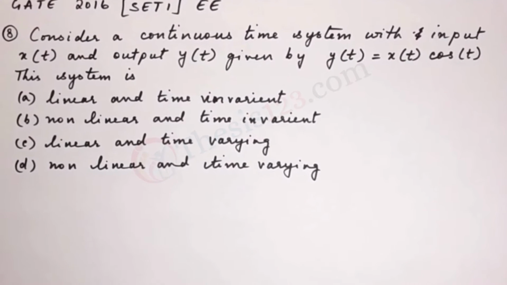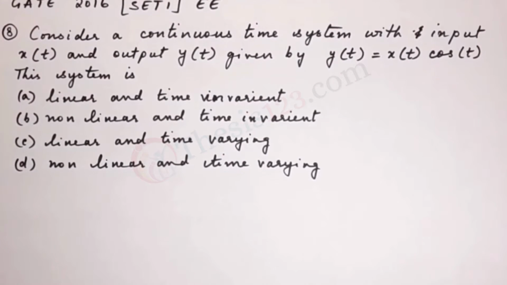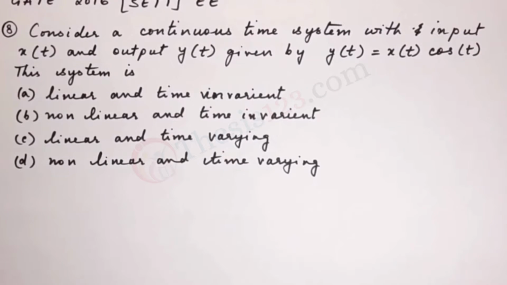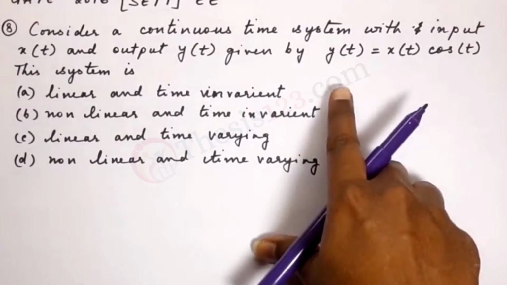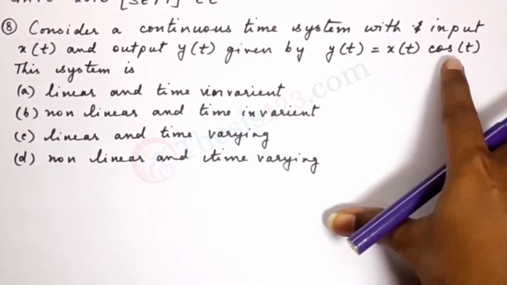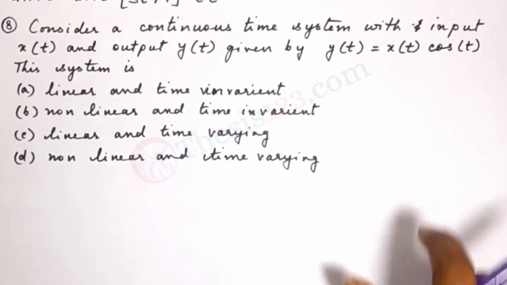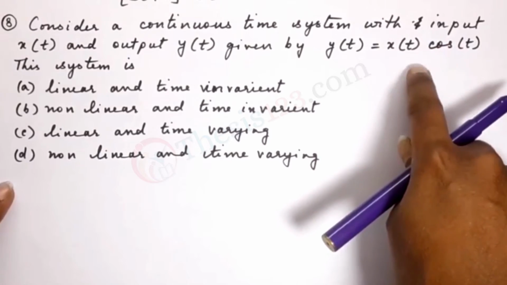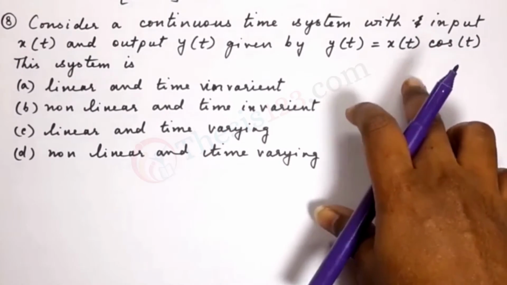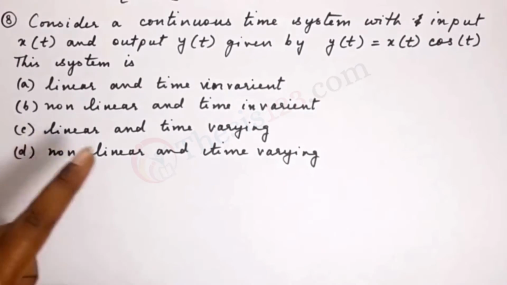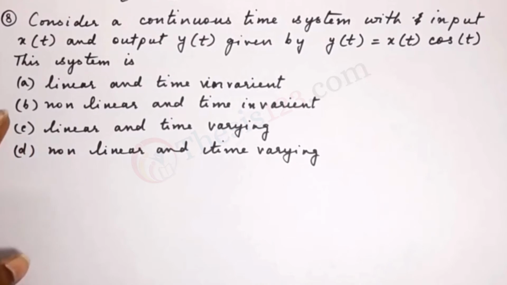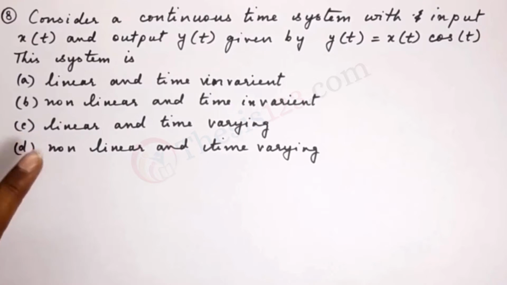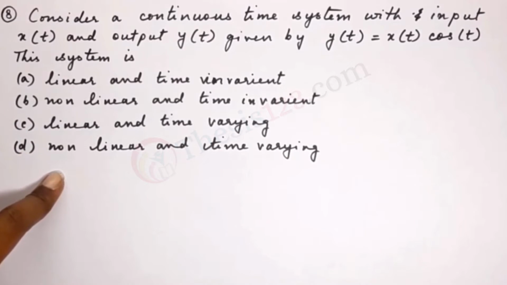Here is the 8th question. Consider a continuous time system with input x of t, output y of t, given by y of t is equal to x of t times cos of t. So we have our 4 options saying that this system defined by this equation is linear and time invariant, non-linear and time invariant, linear and time varying, and non-linear and time varying.